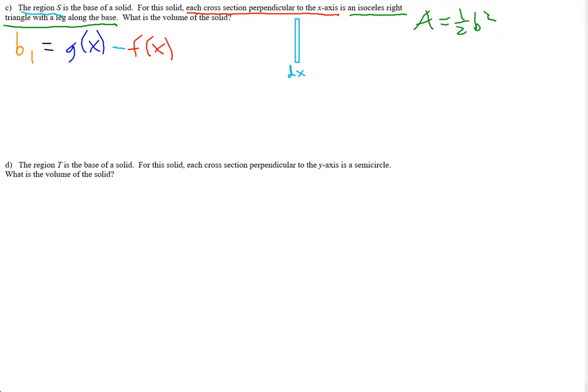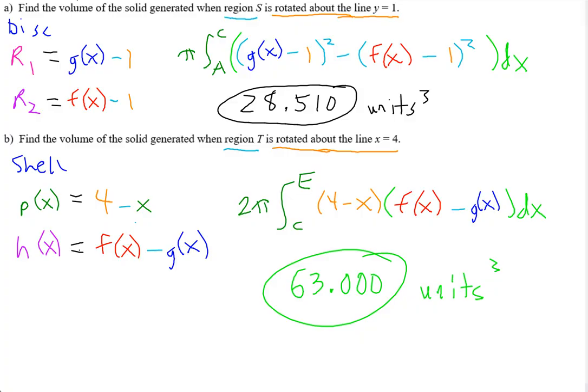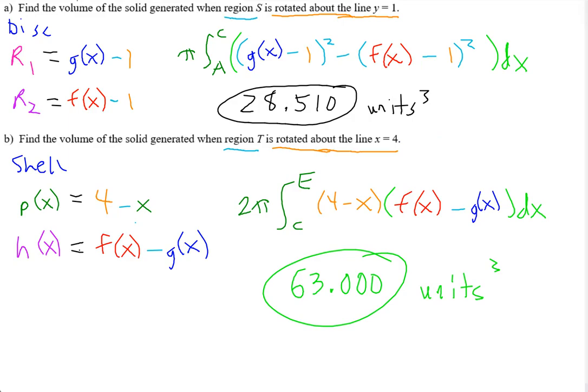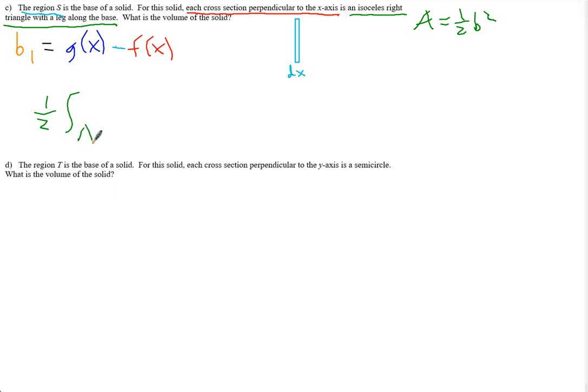So when we set up our integral, it'll be 1/2 on the outside. And since everything's in terms of x, we'd use the x coordinates again for region S from A to C. And then it's just our base squared. So g of x minus f of x squared times dx.